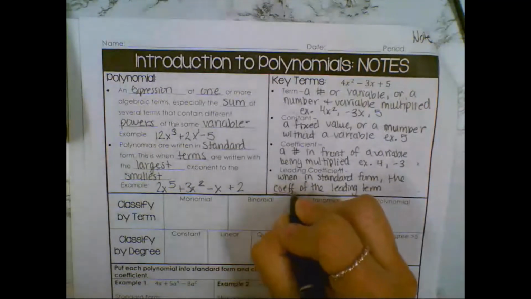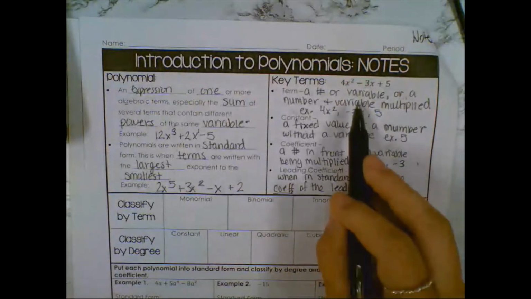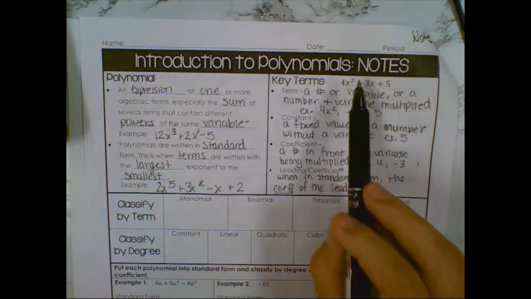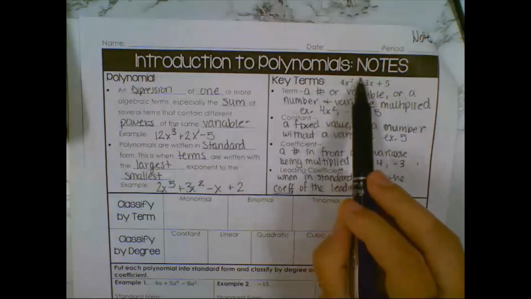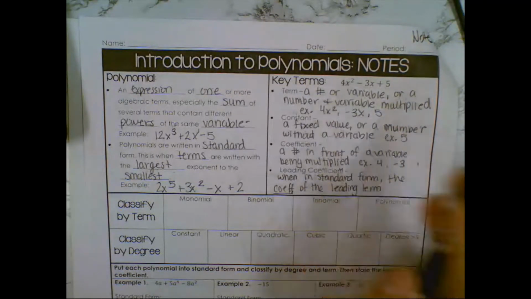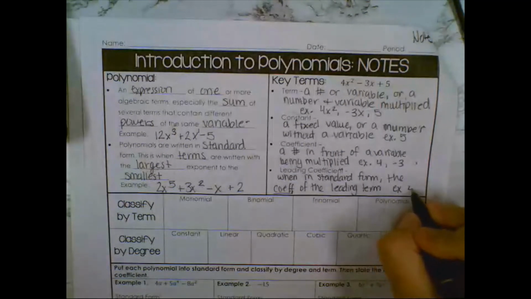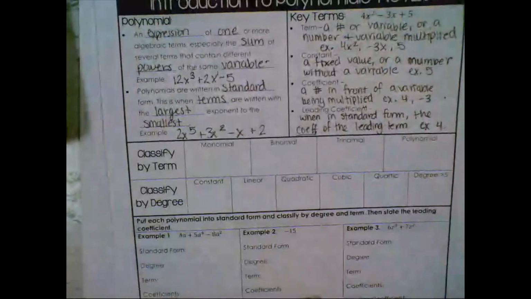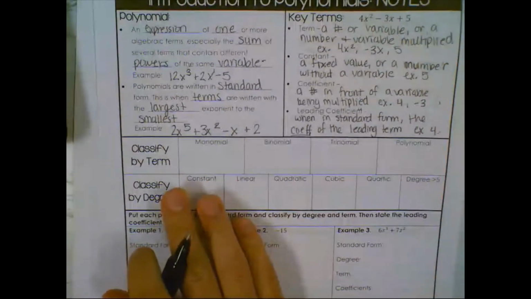So this is just an abbreviation for coefficient. If I look, this is in fact in standard form, 4x squared minus 3x plus 5. So the leading coefficient is 4. Now, those are all definitions you've probably heard before. We're just recapping. Here, these are probably going to be new.